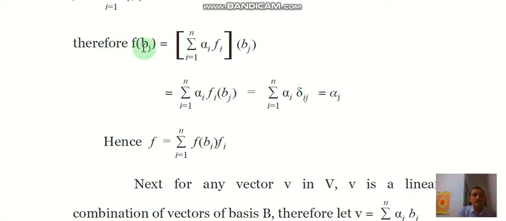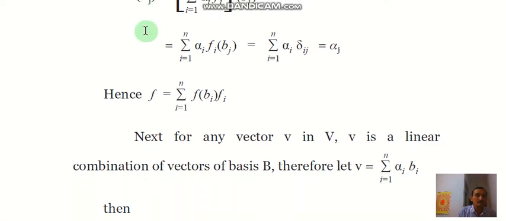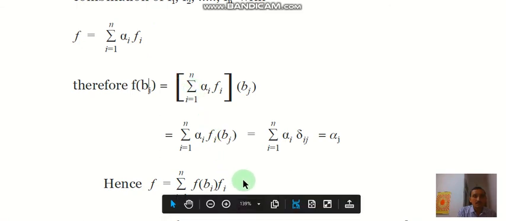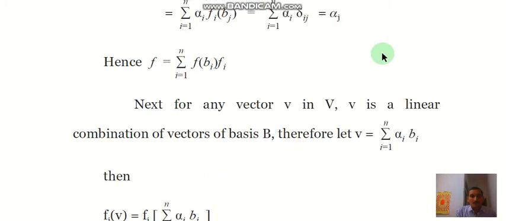Now replace the value of alpha i in the above equation, this one, then we obtain the expression of f, that is the summation of f(bi) fi. So in this way we have obtained the expression for f as the summation, i varying from 1 to n, of f(bi) fi. Now we obtain the similar expression for a vector v in V.